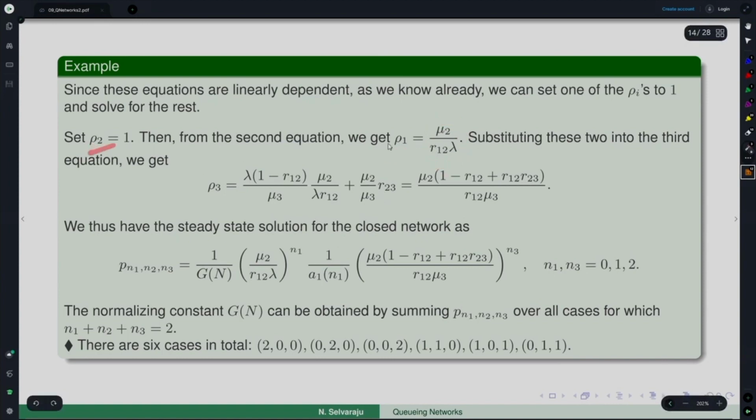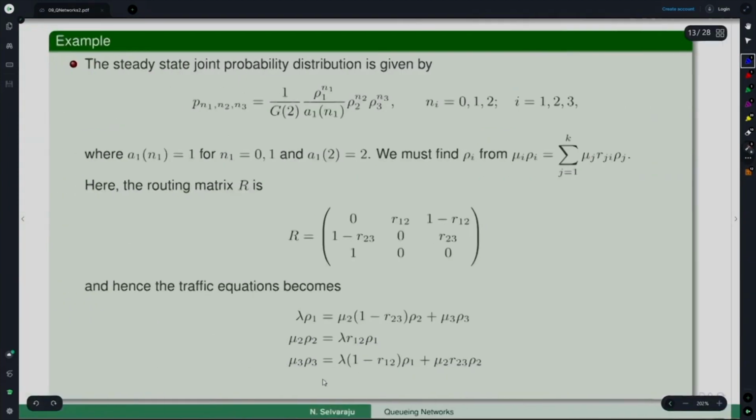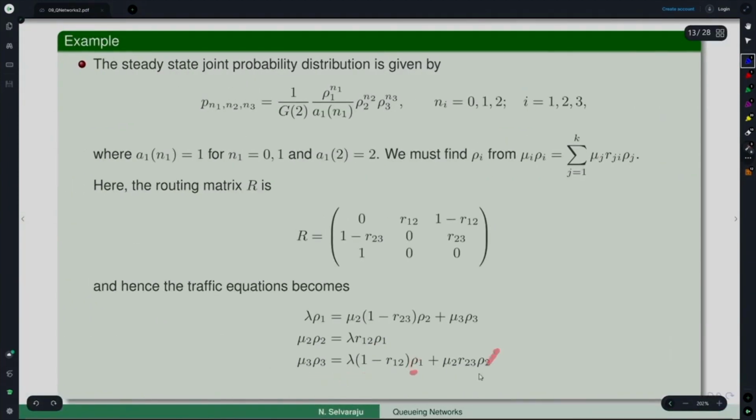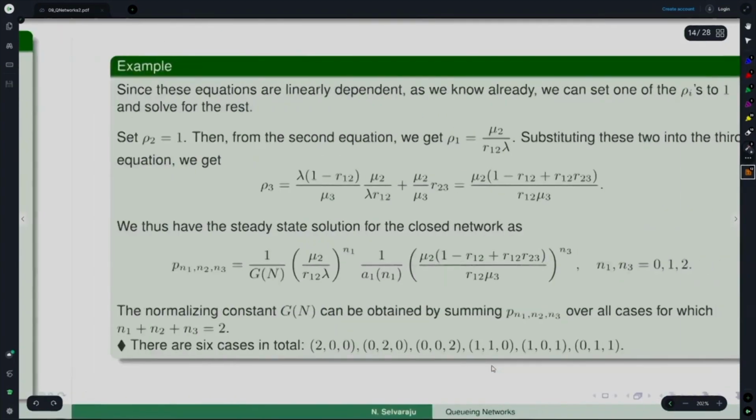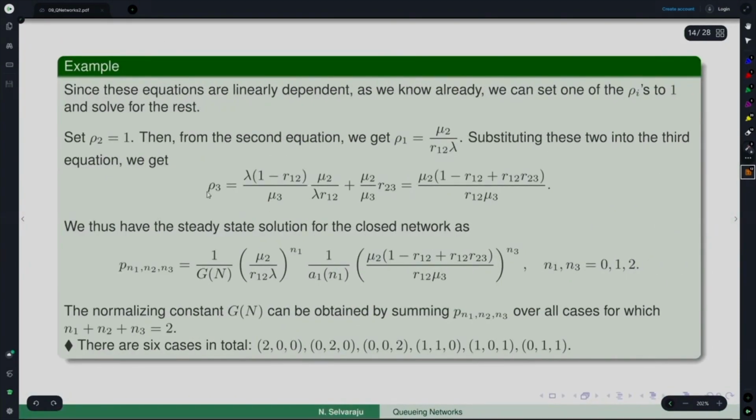Now, you put rho 1 and rho 2 in the third equation, right. So, you will get rho 3, which is equal to this, which can be simplified to this. So, this is the expression for this rho 1, rho 2, rho 3. Remember, this rho 1, rho 2, rho 3 need not be less than 1, it can be greater than 1, or any value it can take.